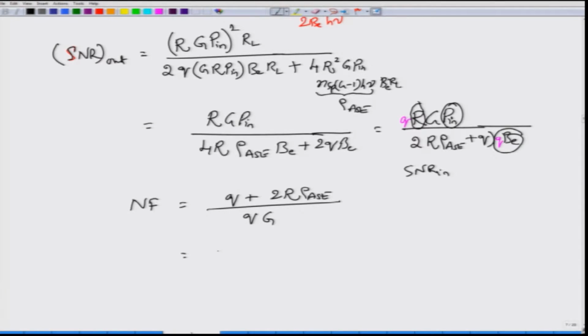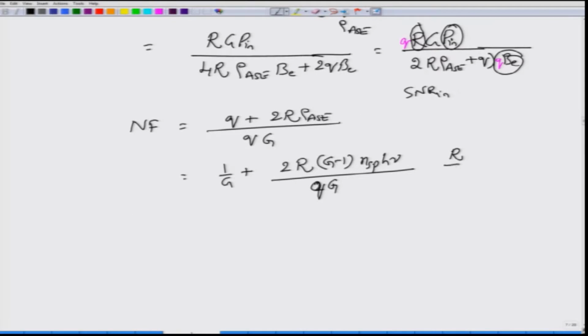Which can again be split into two terms. One is 1 over G plus 2R rho ASE, which can be written as (G minus 1) N SP h nu, divided by Q G. R can further be rewritten as, R by Q is nothing but eta by h nu, and then you can consider an ideal photodetector with eta equal to 1, and then h nu here will cancel out with the h nu that is sitting in this numerator, and you get an even more simplified expression of 1 over G plus 2 N SP, which anyway cannot be removed, (G minus 1) divided by G.